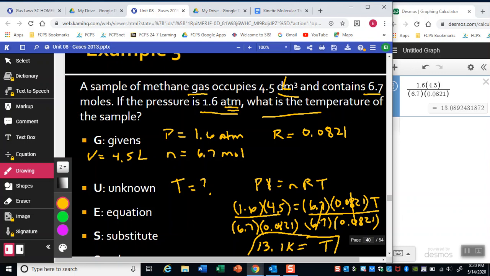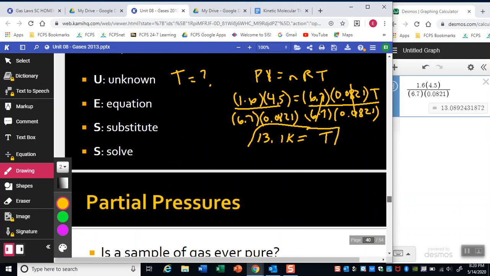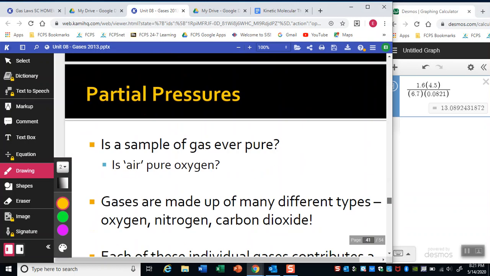So there we go. That's all you gotta do. And those are the gas laws. The next thing we're talking about is partial pressures. I think we'll put that in a different video. So I'm going to stop this.